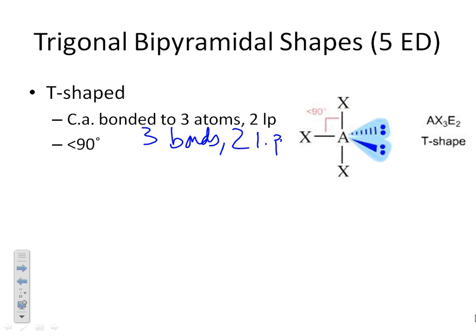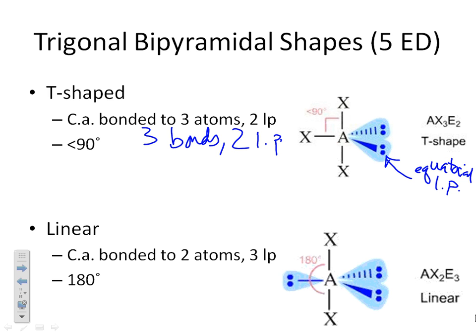Bond angle in this case is less than 90 degrees because both of the lone pairs are in the equatorial position. Which means that we get some repulsion causing, we no longer have that 120-degree bond angle because we no longer have any bonds that are 120 degrees away from one another. All the bonds are now less than 90 degrees away from one another. General formula, AX3E2.